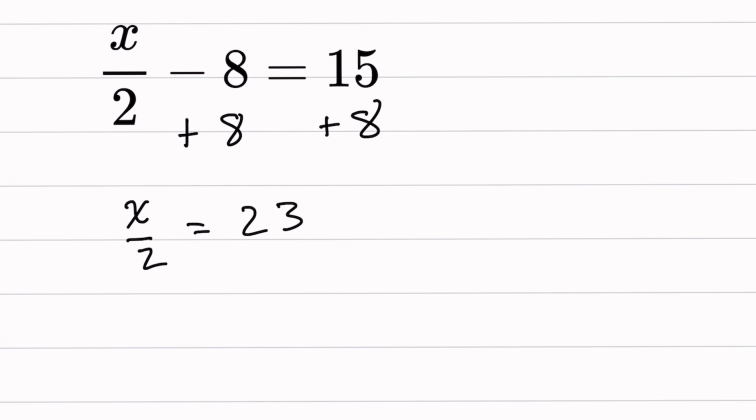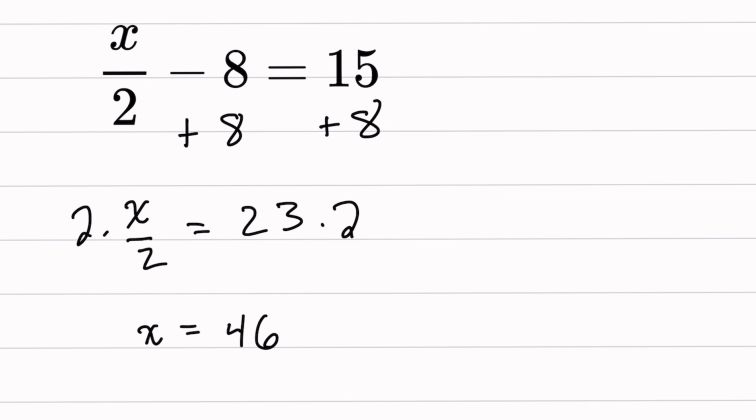And now that we have a 2 down here, we can multiply both sides of the equation by 2, and we're left with x equals 46. That's it. That's how you solve the problem. But there's always about 50 different ways to solve any one problem.